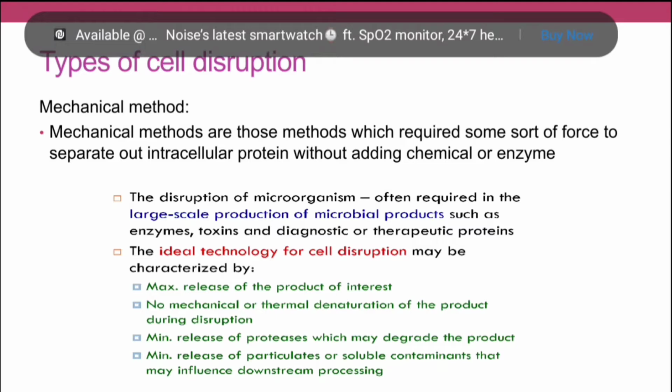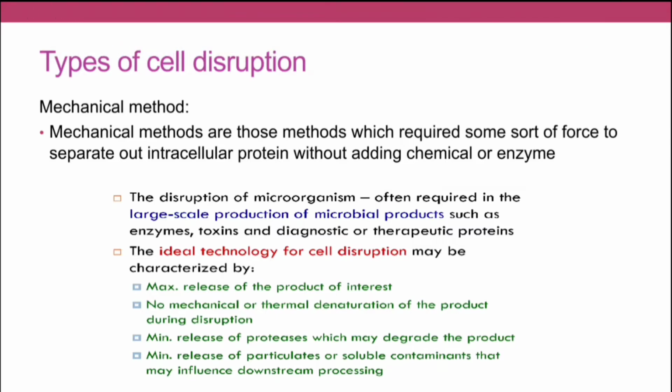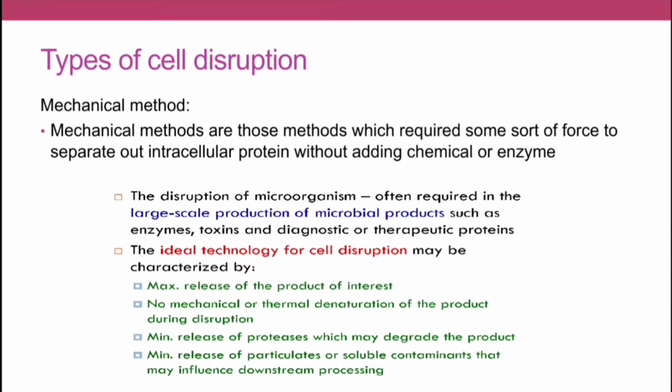Then no mechanical or thermal denaturation of the product is attained during disruption, and there is minimum release of proteases which may degrade the product. Okay, and minimum release of particulates or soluble contaminants that may influence the downstream processing. So these are the characteristics of an ideal technology for cell disruption, which is characterized by these four points.